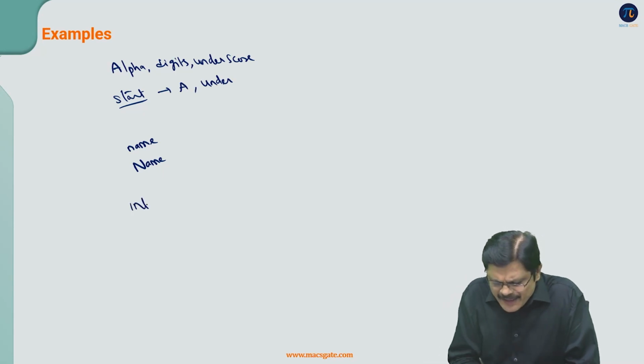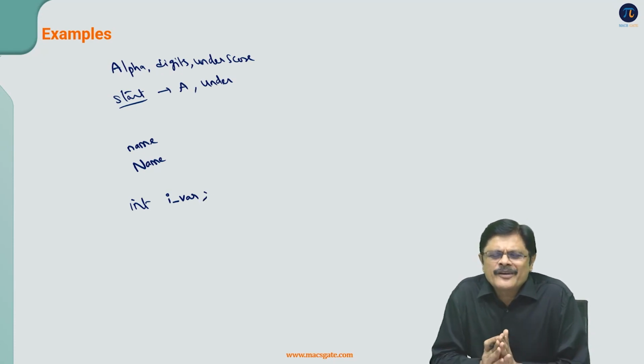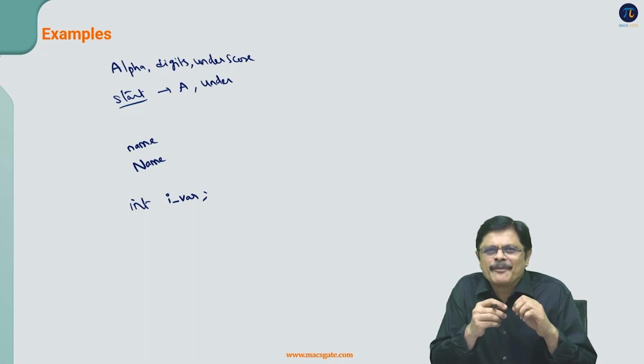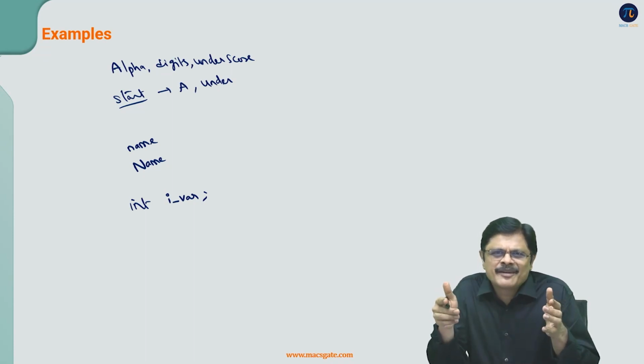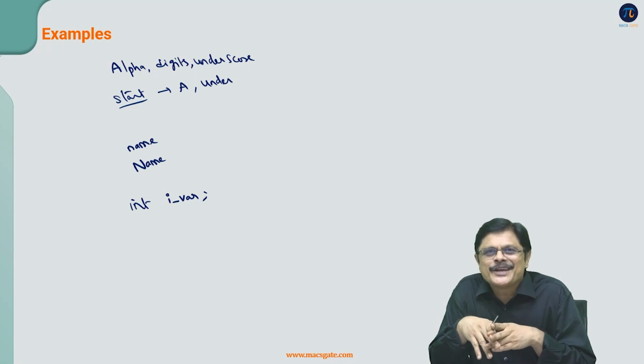Suppose I want to create an integer variable. So they can write i underscore variable. Like that they can write. It's up to you, but don't try to use very long identifiers. Don't exceed. Try to use around 15 characters maximum. That's good for health. So that is about keywords and identifiers.